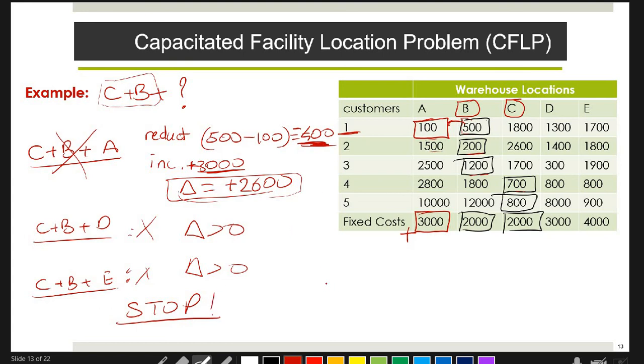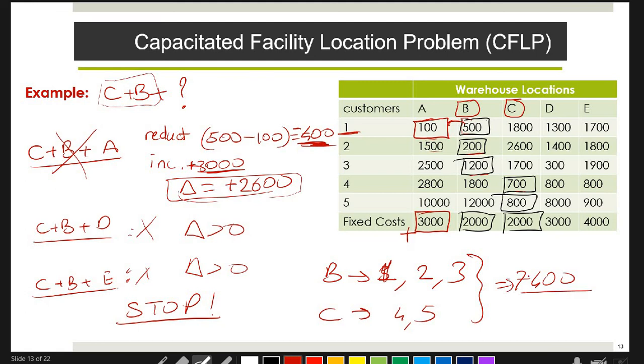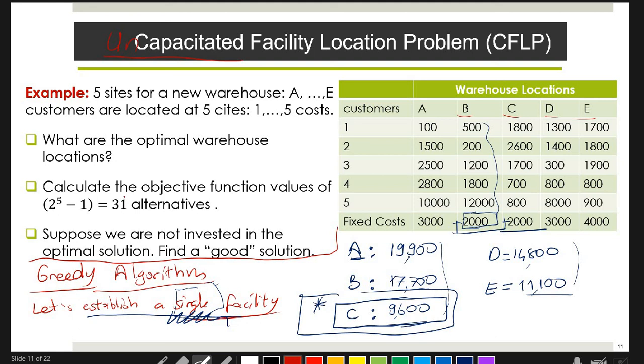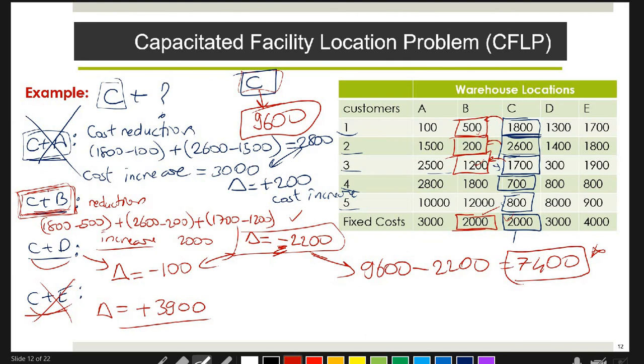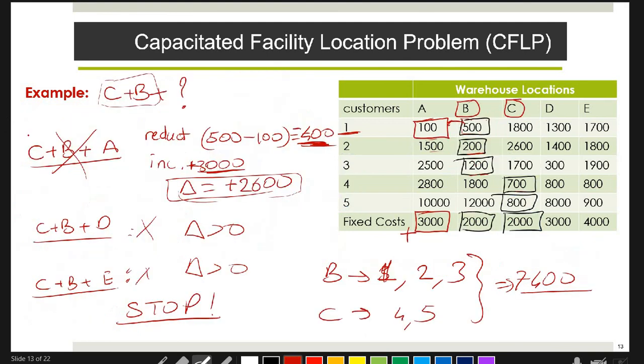And what is our solution? Our solution is open B and C, and serve customers 1, 2, and 3 from B and 4 and 5 from C with a total cost of 7,400. Is this the optimal solution? We don't know. This is a heuristic solution. Now you can say, but sir, we tried all different alternatives here. Did we? Let's see. Originally we said that there were 31 possible alternatives. How many alternatives did we try? Look, 1, 2, 3, 4, 5, 6, 7, 8, 9, 10, 11, 12. We tried 12 alternatives, but originally there were 31 alternatives.